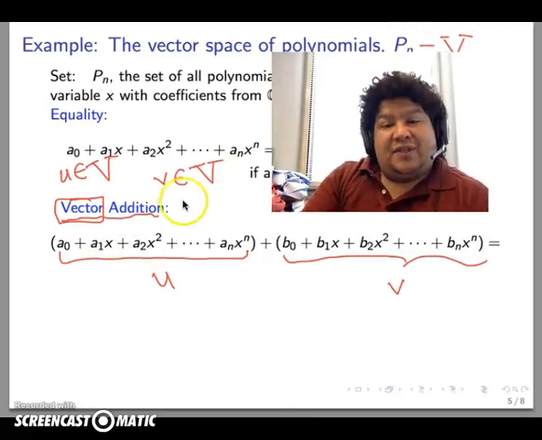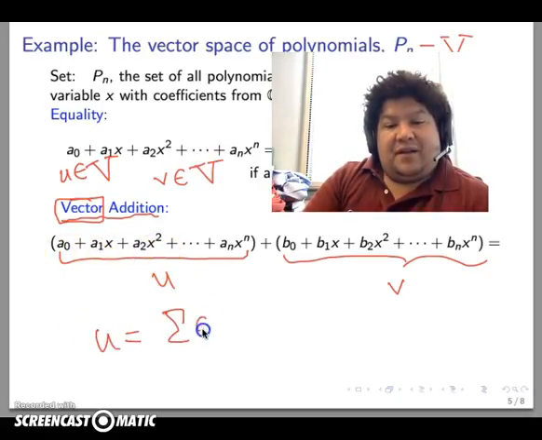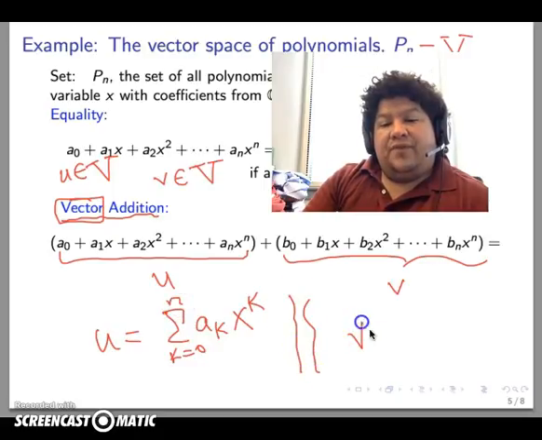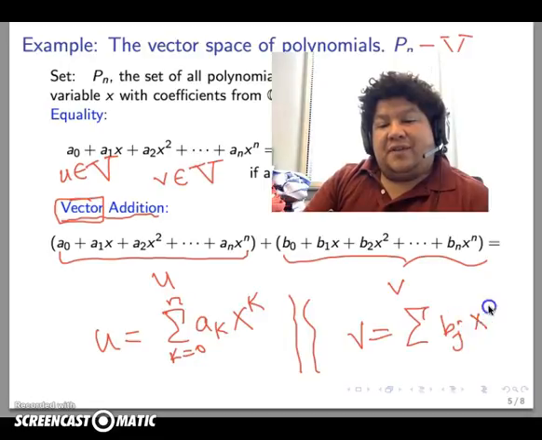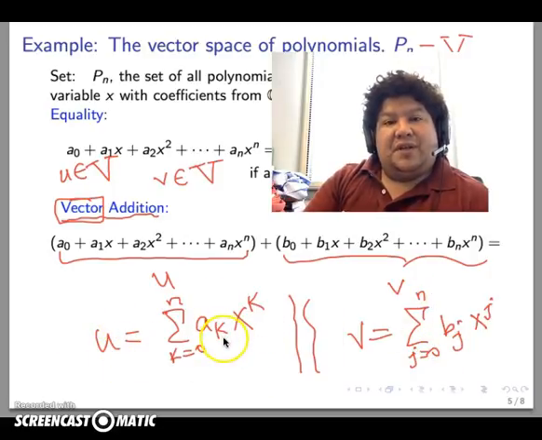So because of the definition of this set being polynomials, then here u is an expression that looks like the sum of a sub k x to the k, where k runs from 0 to n, and also v is an expression that looks like the sum of b sub j x to the j, where j takes values 0 through n, right? So u has an expression as a polynomial with degree n, v is a polynomial with degree n, and the question is, if we say u plus v, what do we mean?